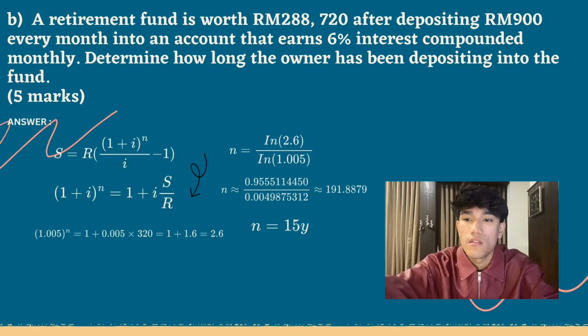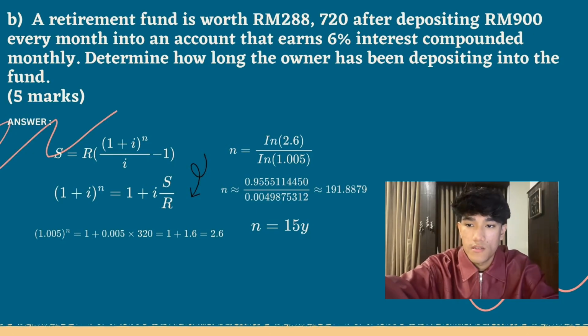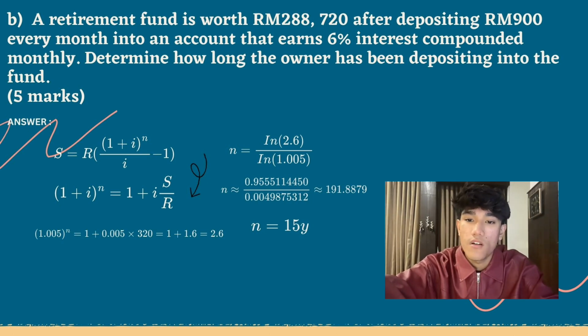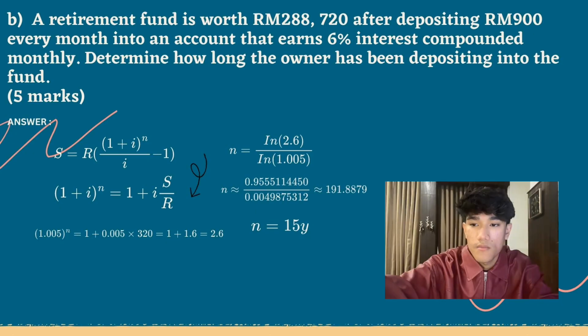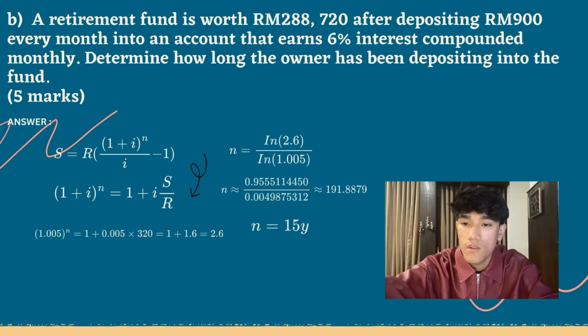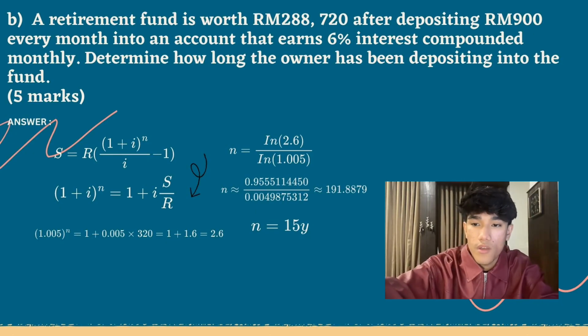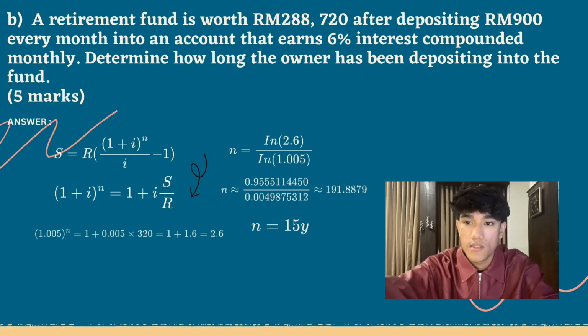288,720 ringgit. The owner deposits 900 ringgit every month, and the account earns 6% interest per year, compounded monthly. This gives a monthly interest rate of 0.5%. First, I rearrange the annuity formula to solve for the number of months. After substituting and calculating using logarithms, I obtained approximately 191.9 months. This is about 60 years of monthly deposits.